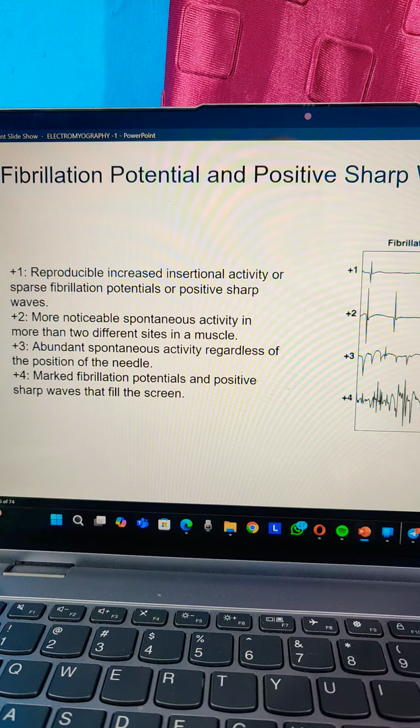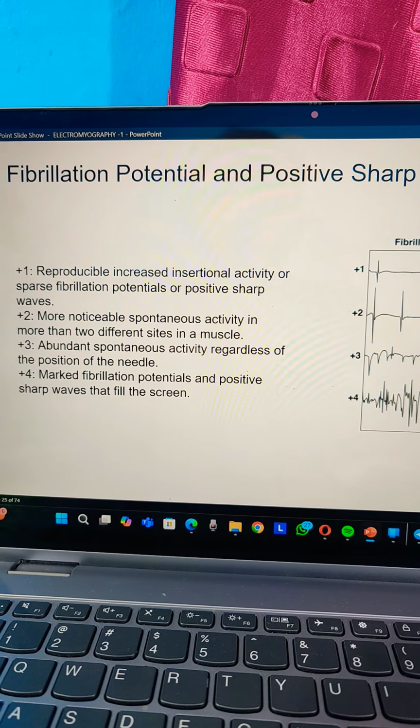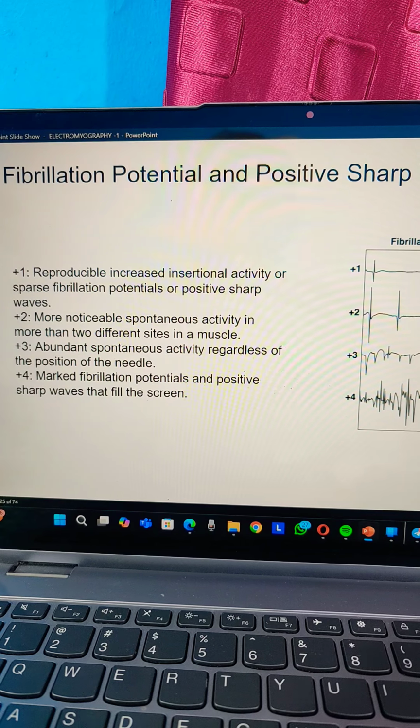Grade 4 is marked fibrillation potential and positive sharp waves that fill the screen. Grade 4: full interference pattern of potential.